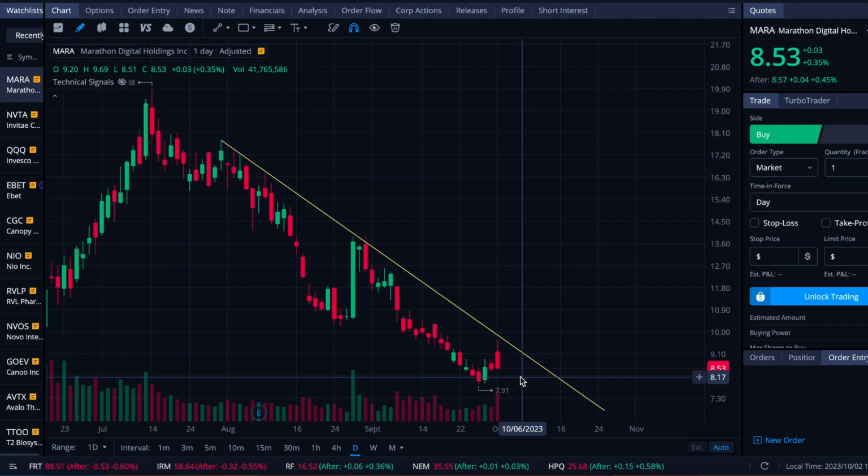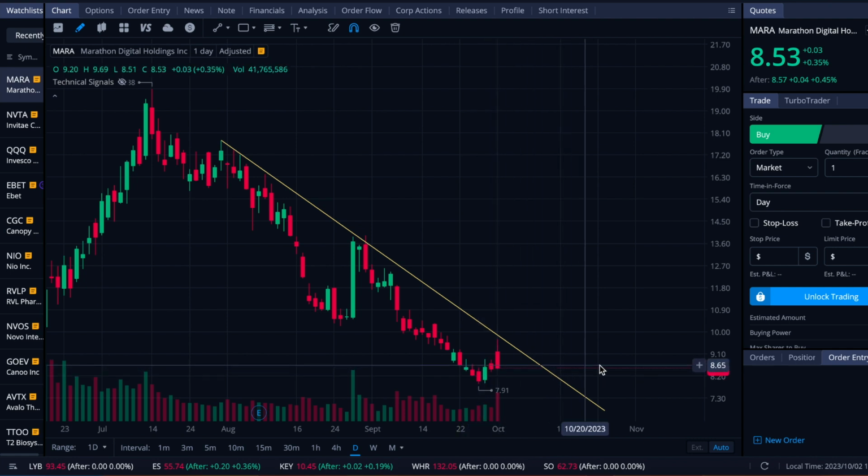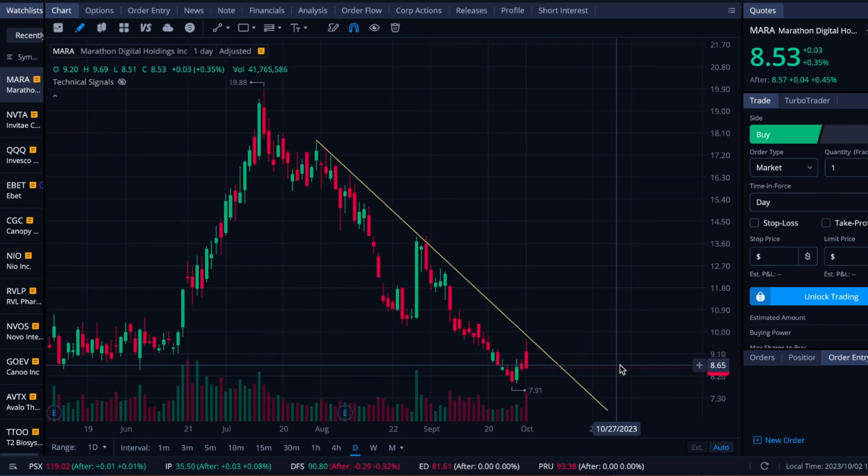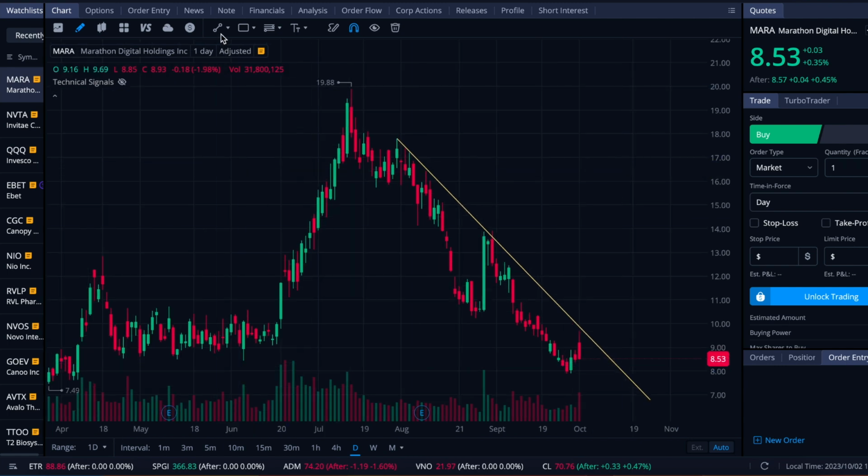So that's why I say the most important thing is going to be for this to get over or even just sidestep its way through the downtrend resistance and then get some distance from it. That's the most critical thing at the moment for Mara, in my opinion.